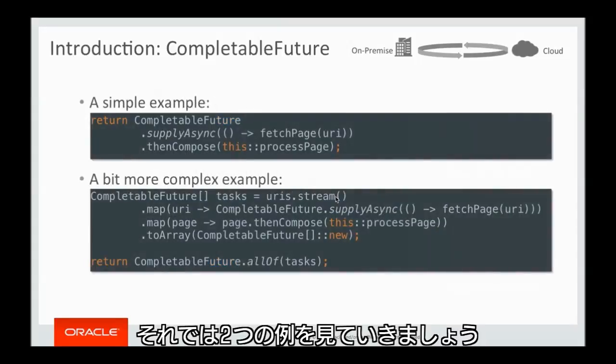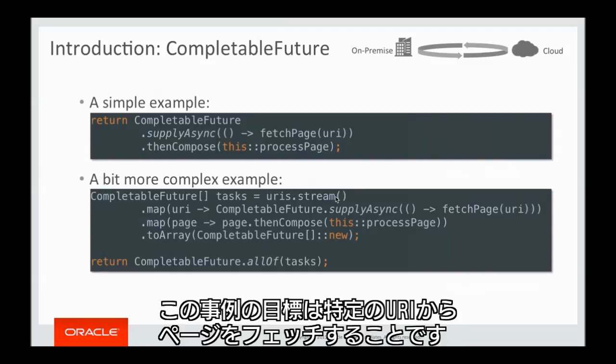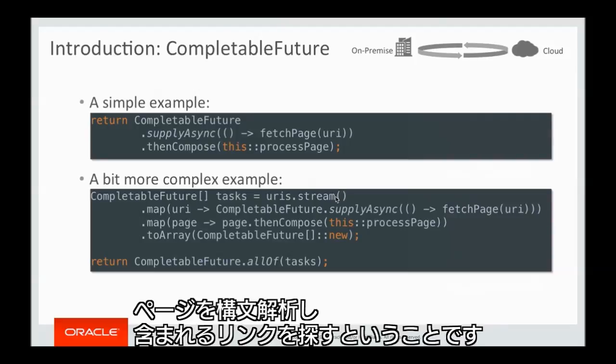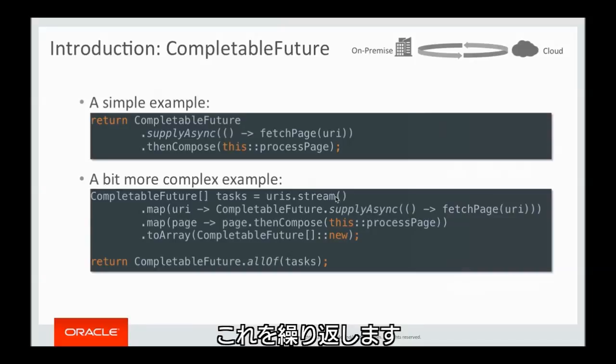For now, let's look at a couple examples. In the first example, we're basically creating a CompletableFuture. The goal of the example is to fetch a page from a specific URI and then process the page. When we say process the page, it means parse the page, find all the links in it, and go fetch those links recursively and do the same for all of them.